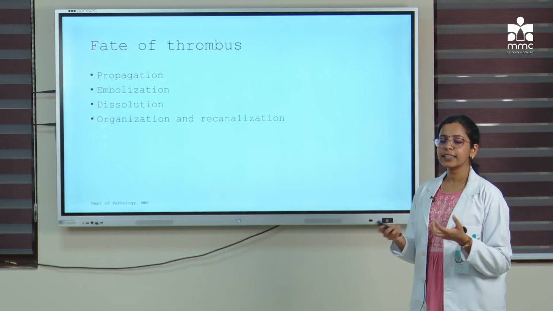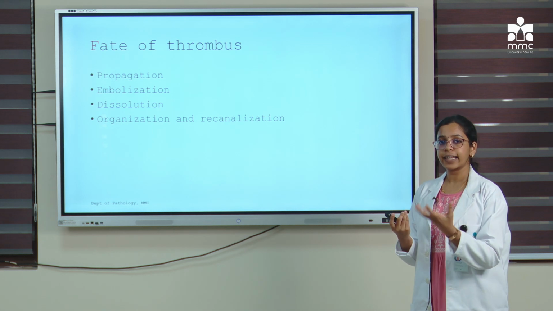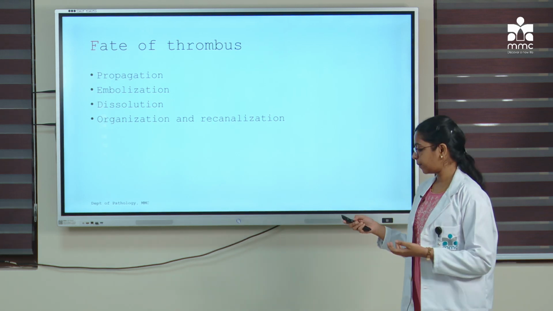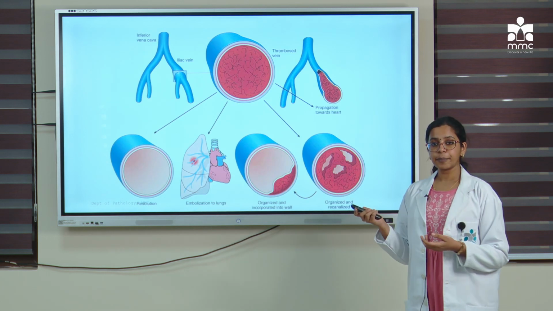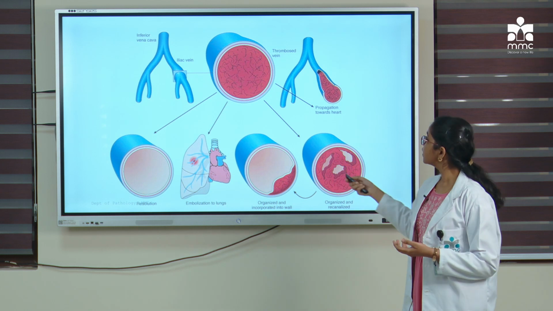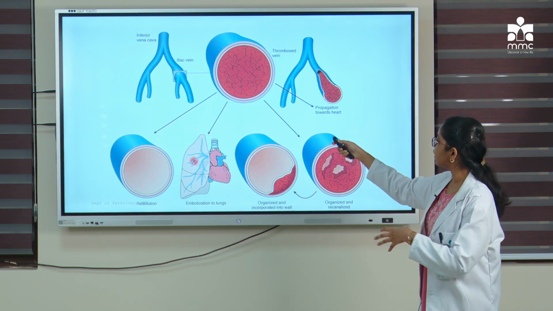The last one is it can just get organized into the blood vessel wall, or there could be a formation of a recanalization, or new lumina formation can happen within the thrombus itself. So, this is a pictorial depiction of the same. In this picture we have the iliac vein which is having a thrombus. So, the completely occluded thrombus is happening, this is seen in the iliac vein in the cut section.